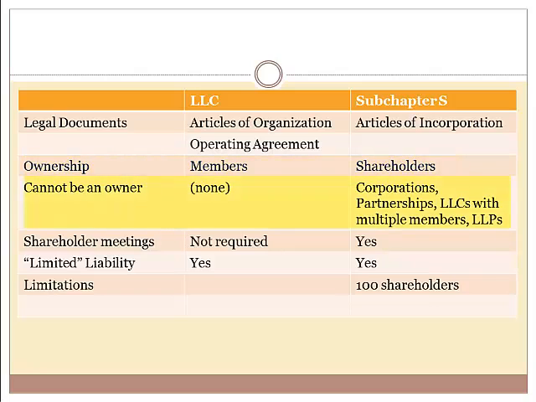There's a limit on who can be an owner. With an LLC, anyone can, and you can have an unlimited number of them, whereas with a Subchapter S, corporations, partnerships, and LLCs that have multiple members, as well as LLPs and some others, are restricted. They cannot be an owner of the Subchapter S corporation. Shareholder meetings are not required with an LLC. They are with the Subchapter S. Limited liability is there in both instances. And once again, we have the limitation there of 100 shareholders with the Subchapter S and an unlimited number with the LLC.